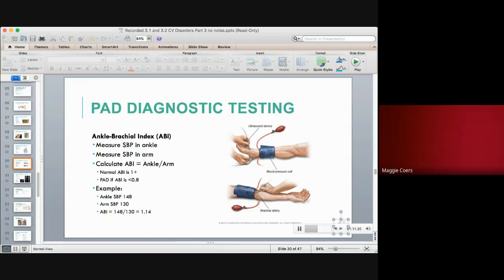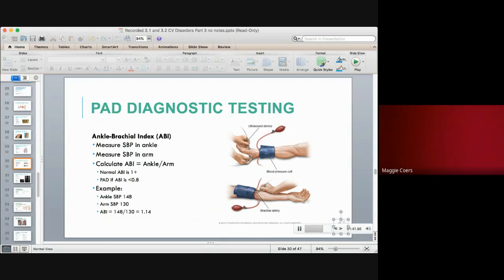When we do an ankle brachial index, we're measuring the systolic blood pressure of the arm and the systolic blood pressure of the ankle, and then we're dividing the two. In normal physiology, the ankle systolic pressure is going to be higher than the arm. So we have our two systolic numbers in the arm and the leg, and we divide them. To calculate the ABI, we divide ankle by arm.